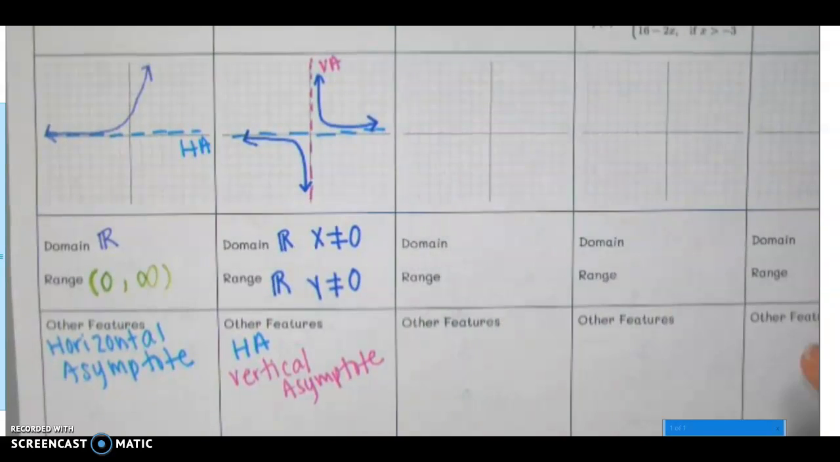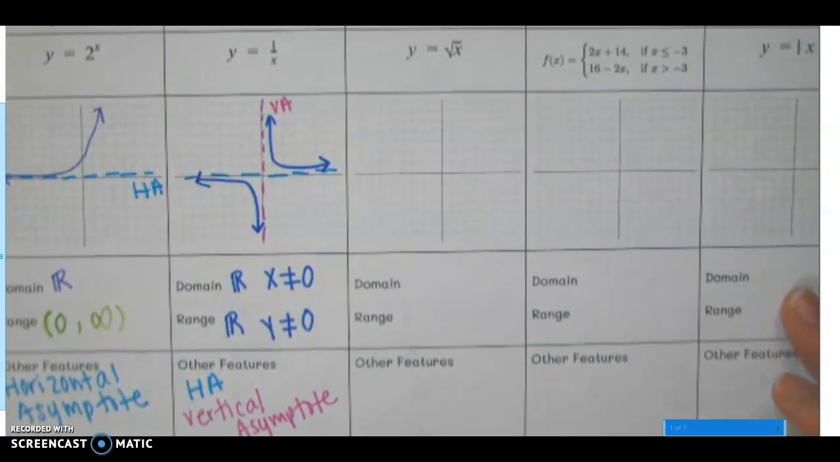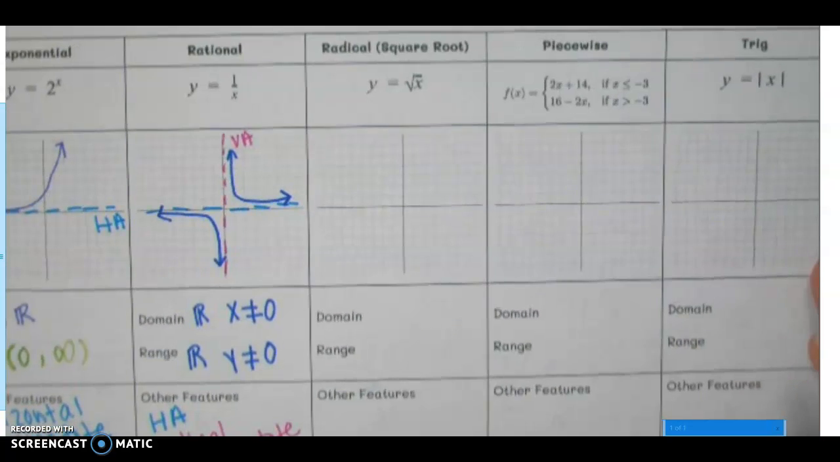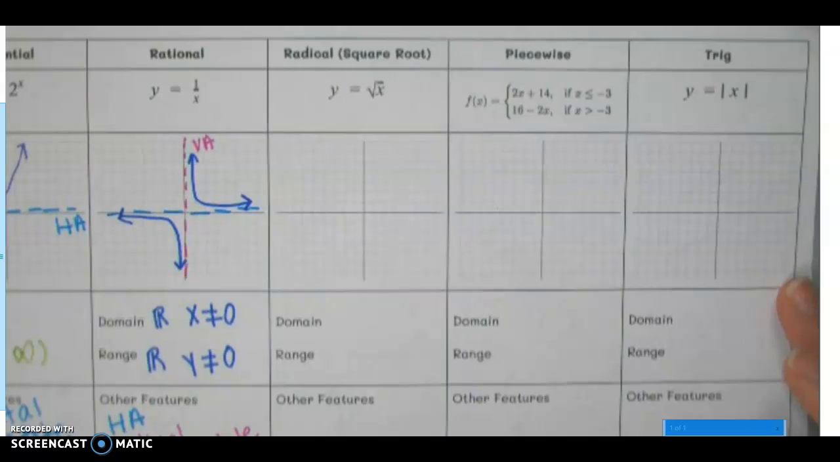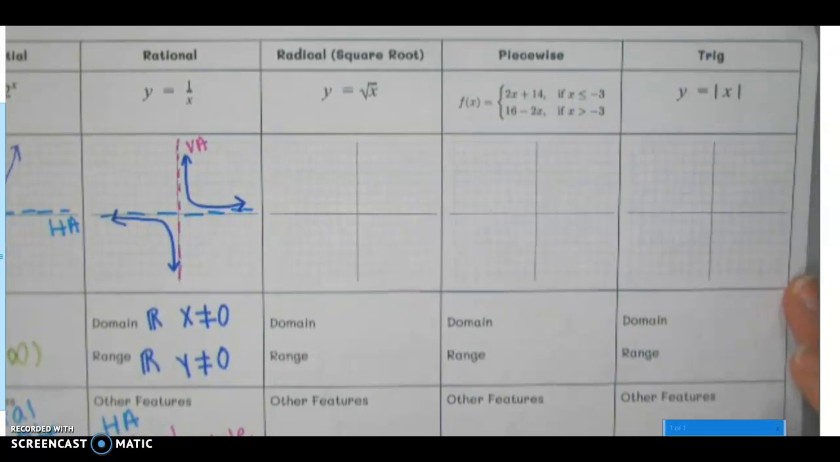Again, that's just something for now, write it down. We have like a whole unit where we're going to talk about rational functions. So you have plenty of time for that to sink in and make sense.